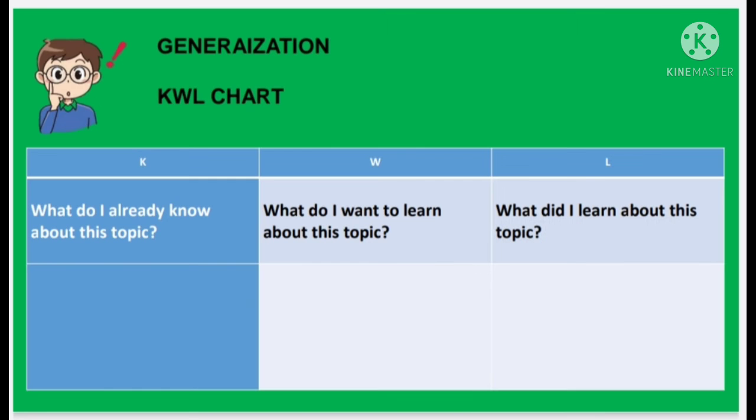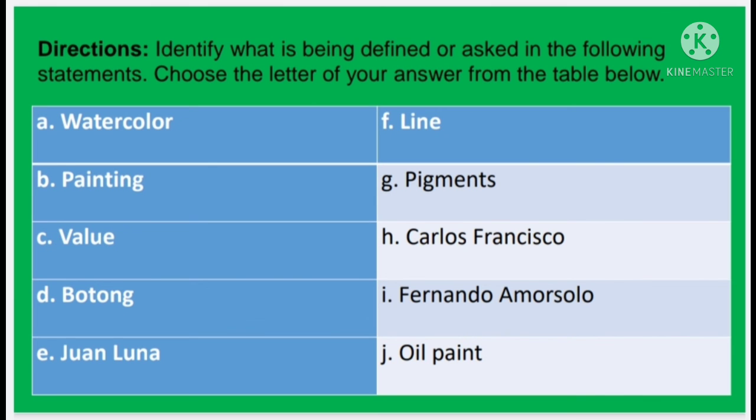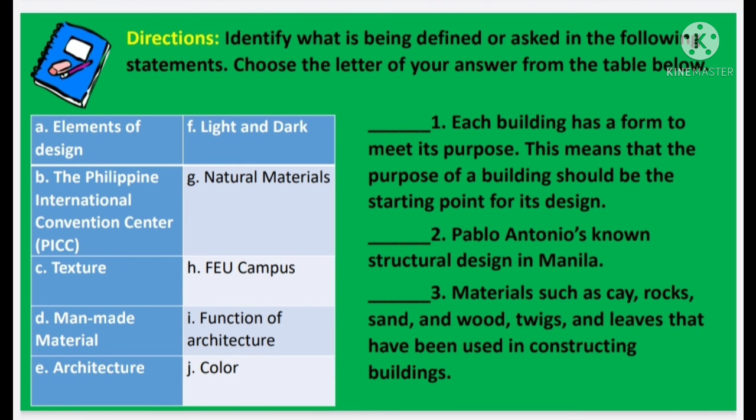Okay, and we have also the generalization, and we have the post test. There are 10 items in your post test. So the direction is identify what is being defined or asked in the following statements. Choose the letter of your answer from the table below. So these are the questions.